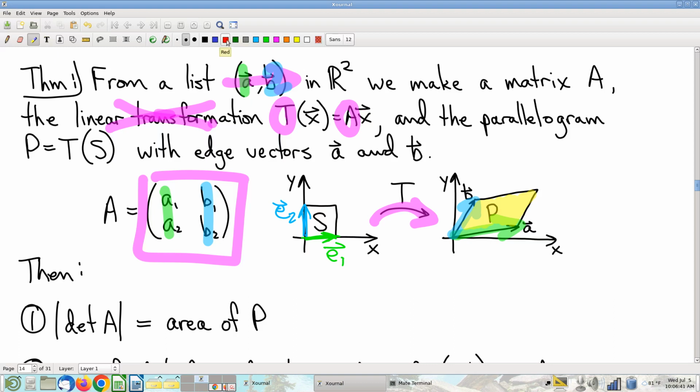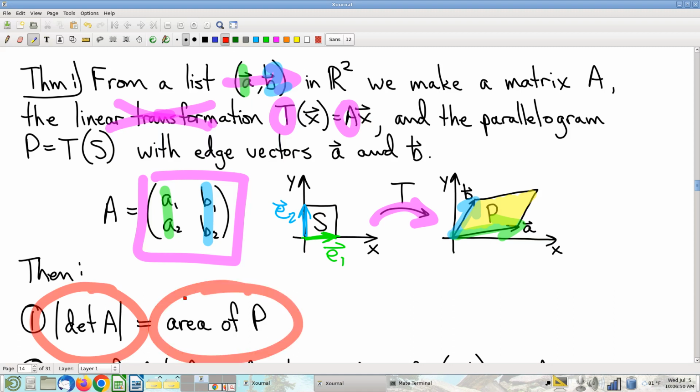The theorem says that the absolute value of the determinant of the matrix is equal to the area of that parallelogram. That's way not obvious. Don't look at the picture and say, oh yeah, I totally see that. No, you don't. It's really not clear at all. It's shockingly convenient, but mysterious in why it works. Does that make sense to everybody? Okay.